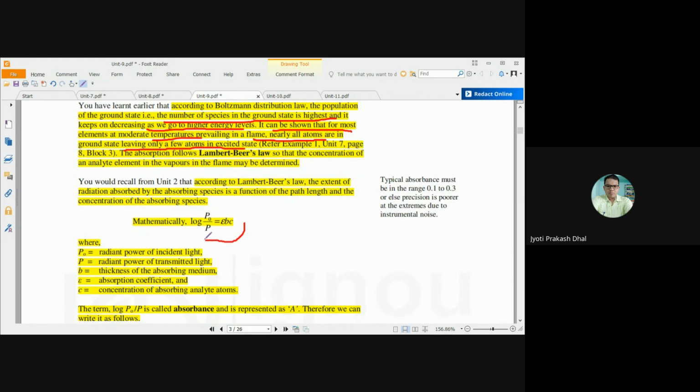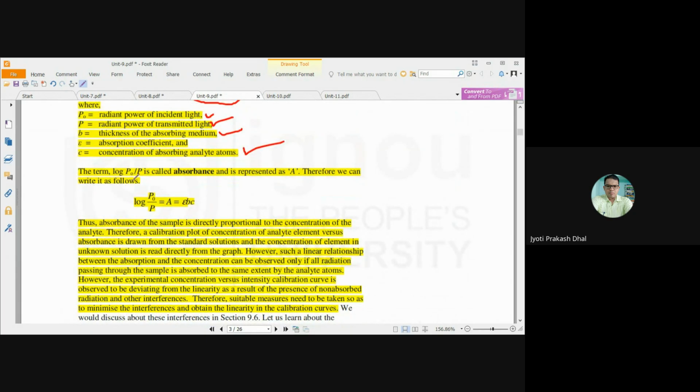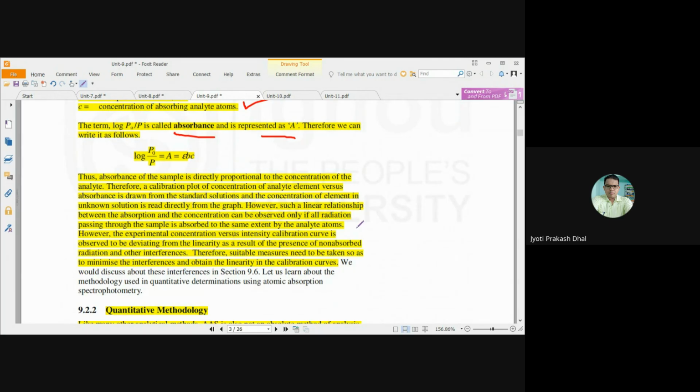Mathematically, log P0 by P equals epsilon BC, where P0 is the intensity of the incident radiation, P is the intensity of the transmitted radiation, B is the thickness of the observing medium, epsilon is the absorption coefficient, and C is the concentration of the observing analyte atoms. And log P0 by P is called the absorbance, represented by A. Therefore, A equals epsilon BC. Thus, the absorbance of the sample is directly proportional to the concentration of the analyte because epsilon and B are constant.